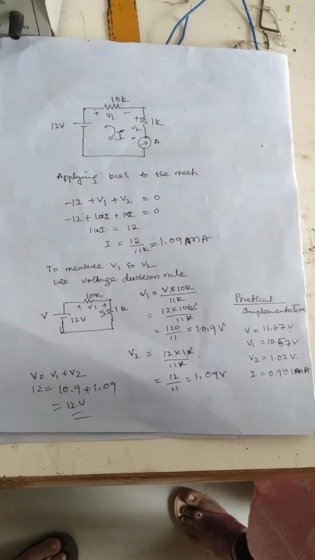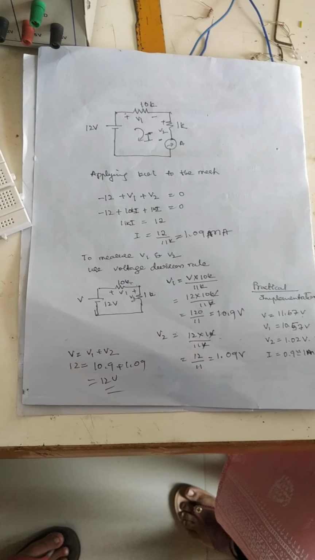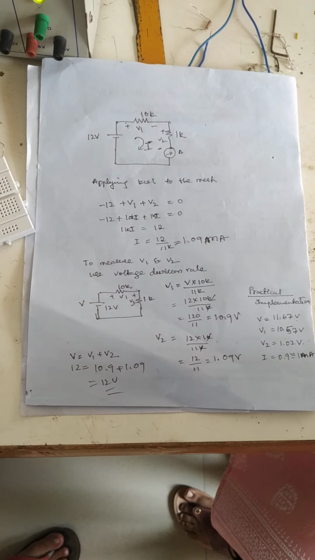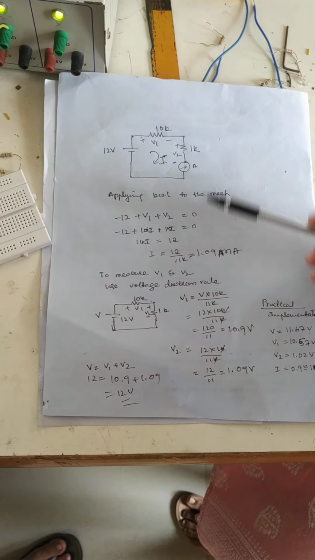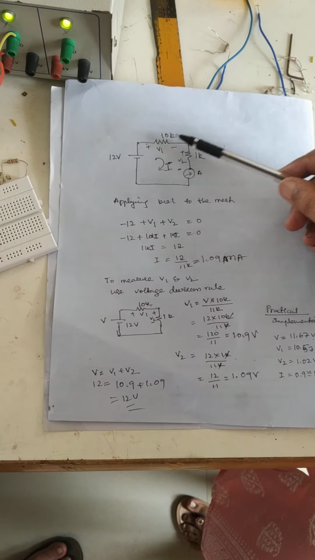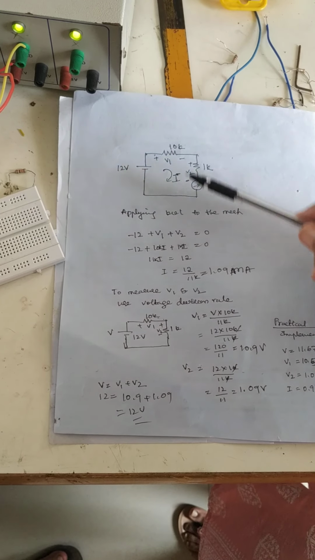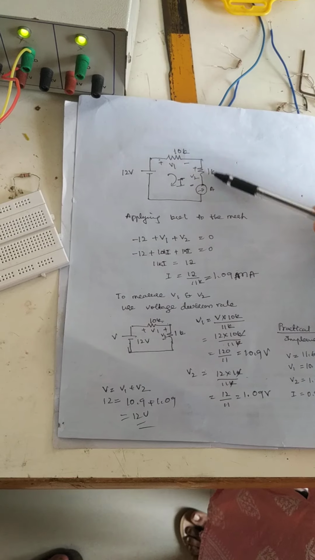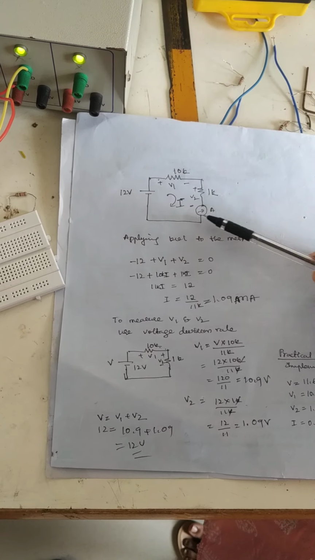Dear students, now we will see how to implement the voltage division rule in a circuit. Let us consider a circuit consisting of 12 volts and two resistors of 10k and 1k. See the connection: 12 volts power supply, 10k resistor, 1k resistor. An ammeter is connected to measure the current I through it.